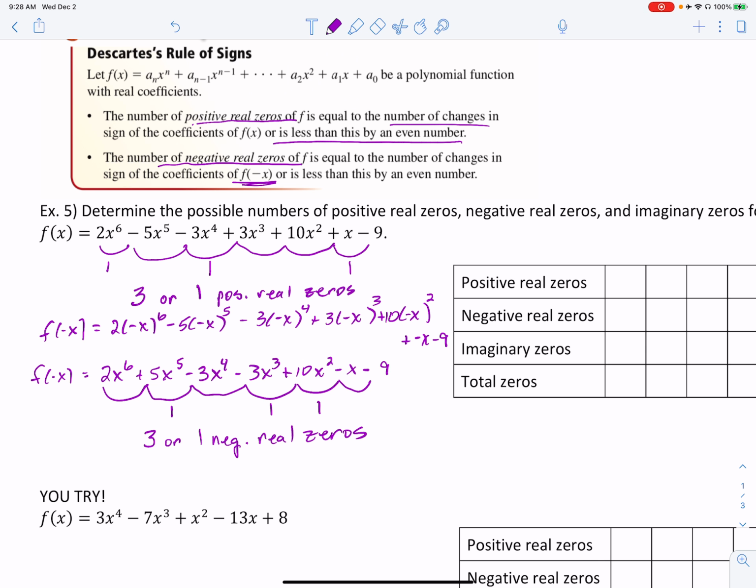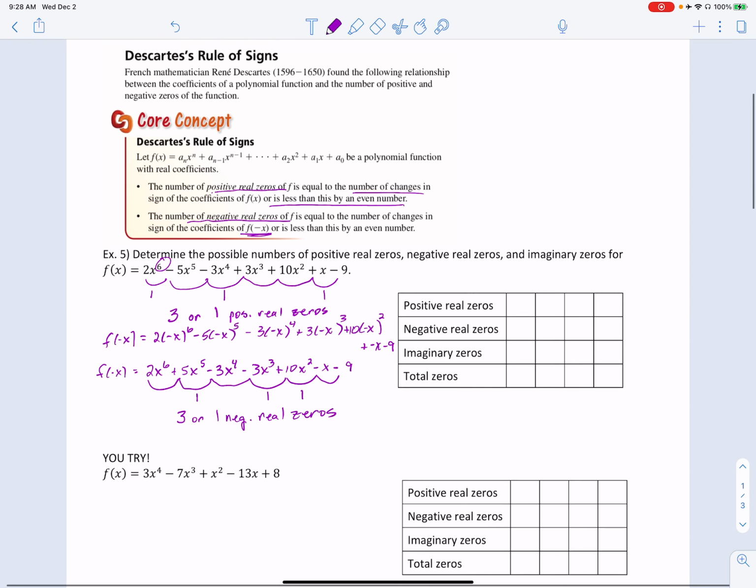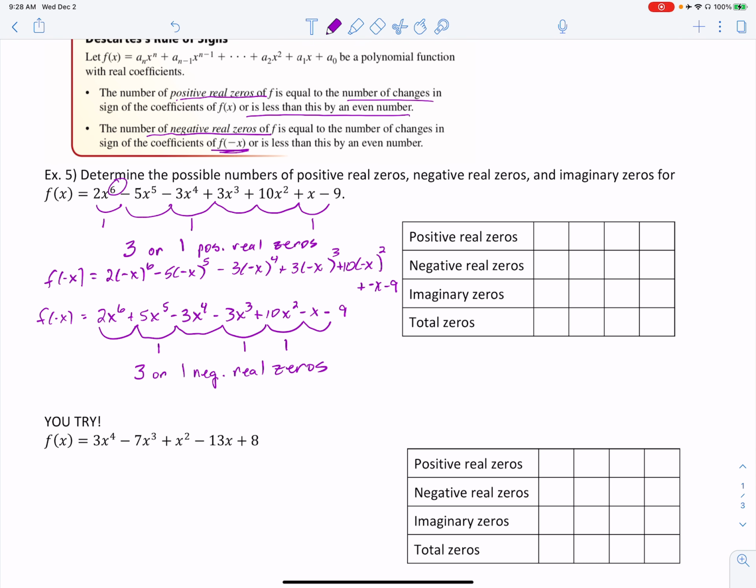So we have all these different combinations, and the degree of this is 6, so we have to have a total of 6 zeros. So we could have 3 positive real zeros, and then we could have 3 negative real zeros. That would take up all 6 of the zeros, and there would be no imaginary zeros. Or we could have 3 positive real zeros and 1 negative real zero, and to get the total of 6, that would leave us with 2 imaginary zeros for that total of 6 zeros.